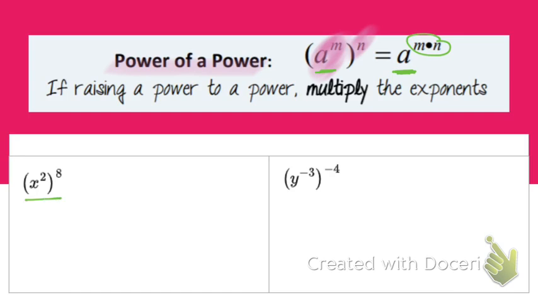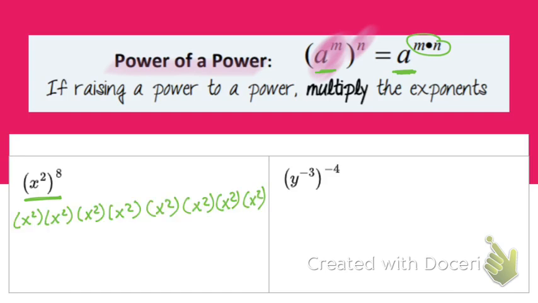So we'll start by expanding this first problem. We'll look at x squared, and then we'll raise that to the 8th power. So remember that raising something to the 8th power means that you multiply it by itself 8 times. So x squared to the 8th means x squared times x squared times x squared, etc. You have 8 of them. So I've written out x squared times itself 8 times. And remember that x squared means x times x.